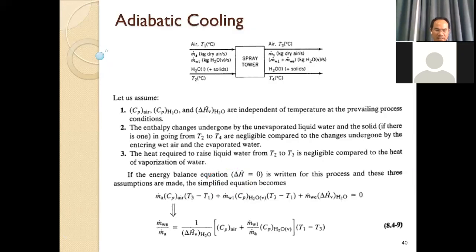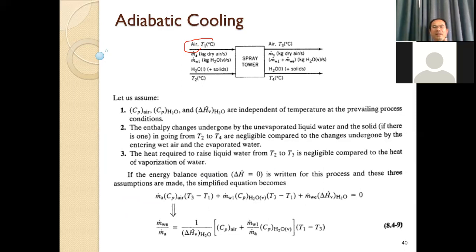Okay, now for the adiabatic cooling for the general case, we have air. Air should be humid air. This include dry air and water vapor. M_a, M_W1, this is the feed humid air at T1. And also for this case, we feed the water in terms of liquid or sometimes solid form, something like this. The liquid water or solid at temperature T2.